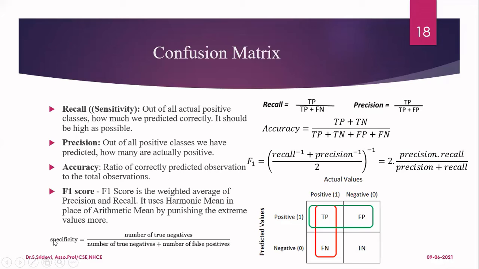And another parameter is called specificity. This is the ratio of the number of true negatives divided by the number of true negatives plus the number of false positives.